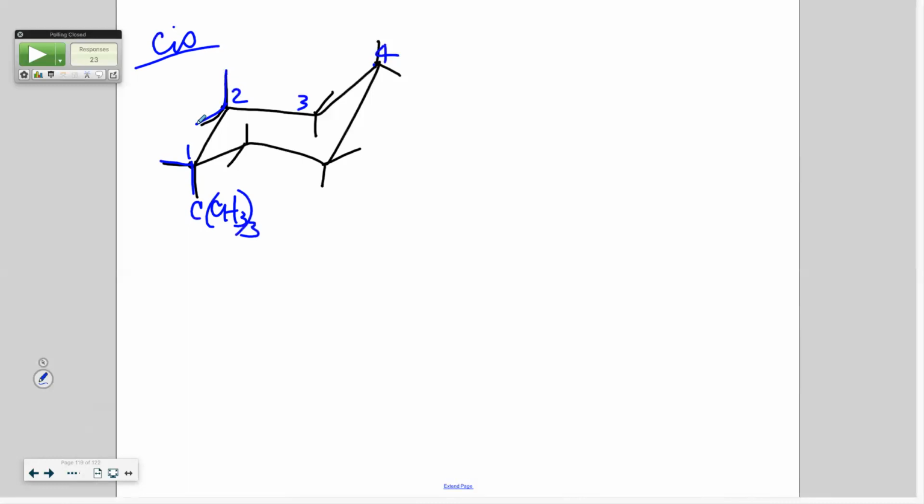All right, now look at number 4. In order for the methyl and the t-butyl to be cis, the methyl has to be the same orientation as this one, up or down. This one is down, so the methyl has to be down. So do I put the methyl on the axial or the equatorial spot?